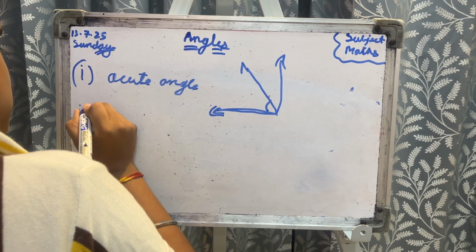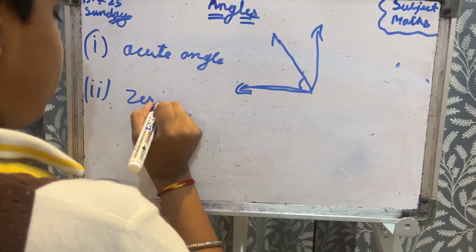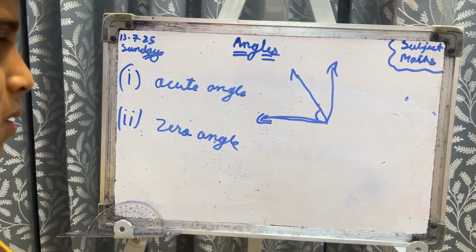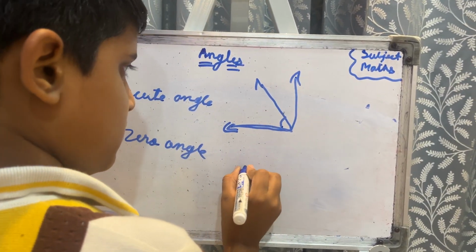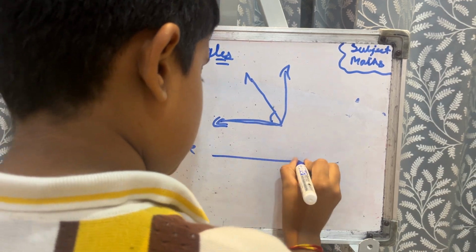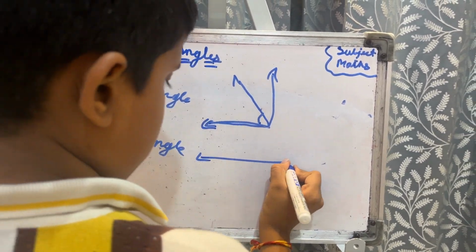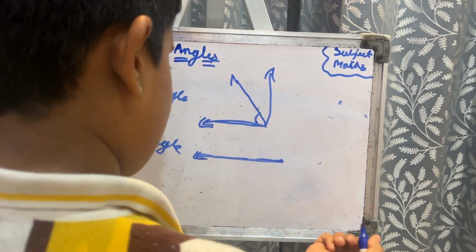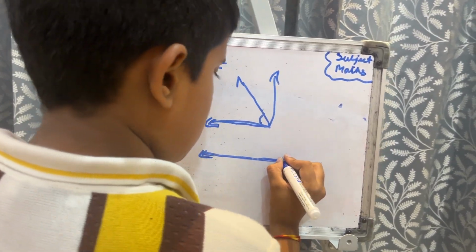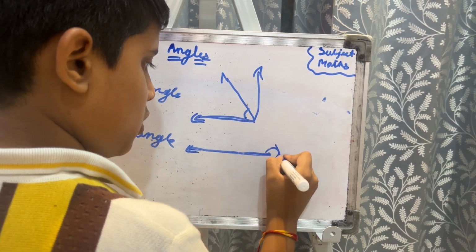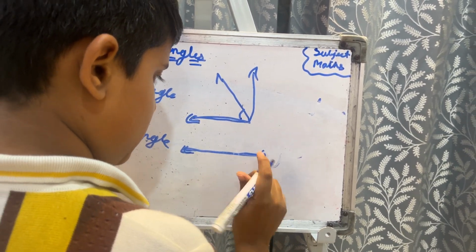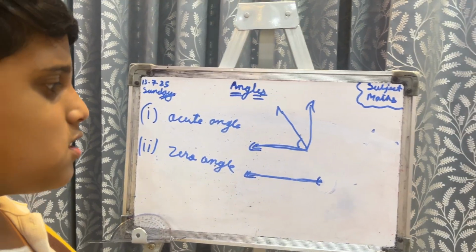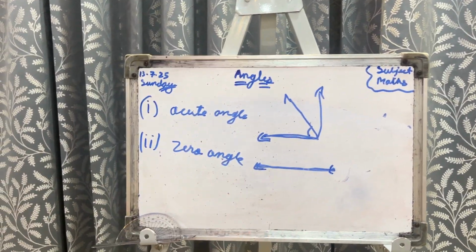And the second one is the zero angle. How is a zero angle formed? Like this. If we have this ray, and we have the same ray without any gap, it's a zero angle. It's not from here, it's from here, and it's passing 0 degree angle.